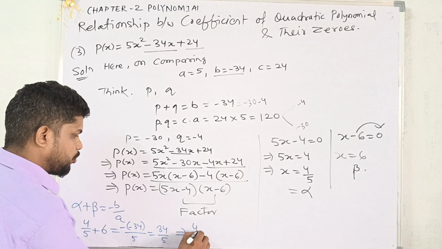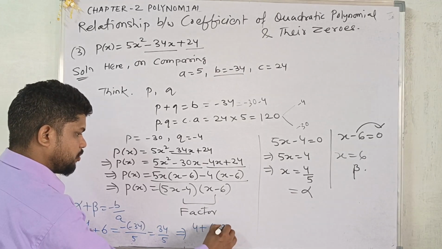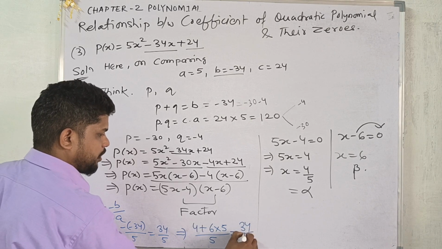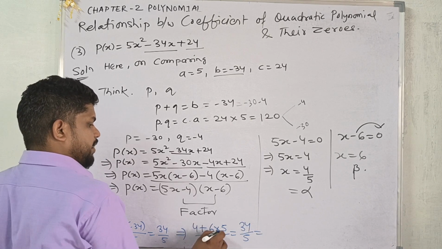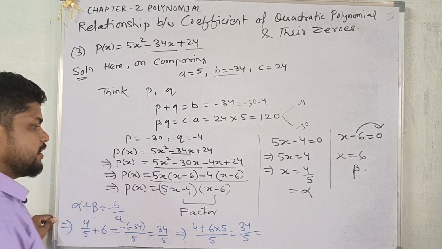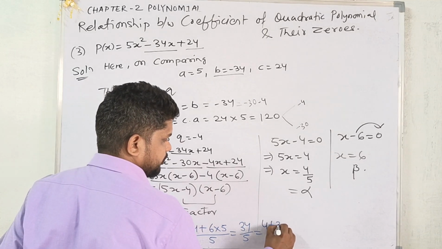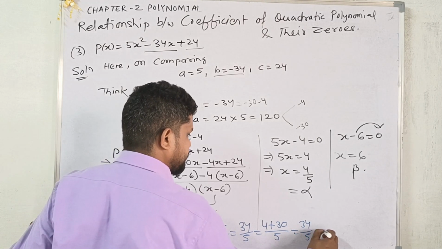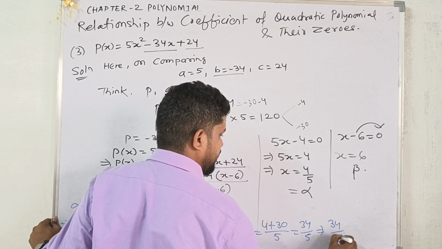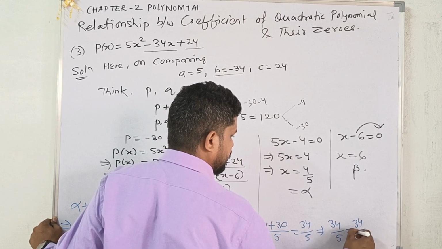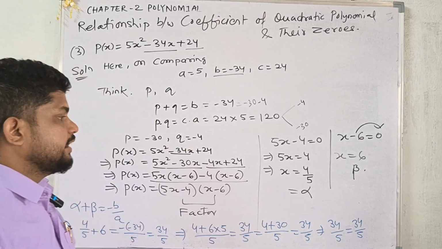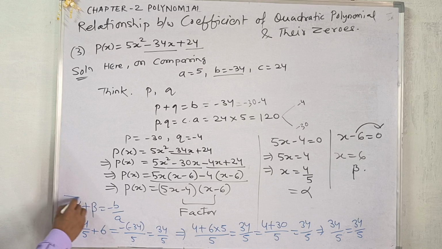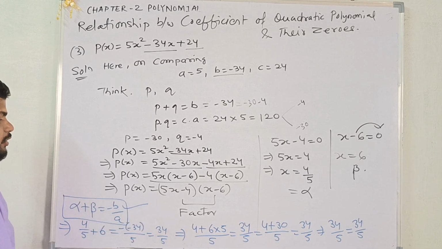On the LHS, we can solve it by taking LCM, that is 4 plus 6 into 5 divided by 5. That should be equal to 34 by 5, and 4 plus 6 into 5 is 30, so 4 plus 30 is 34 divided by 5. This shows that 34 divided by 5 is equal to 34 divided by 5, which shows that LHS is equal to RHS, which proves that it satisfies the first condition, that alpha plus beta is equal to minus b by a.